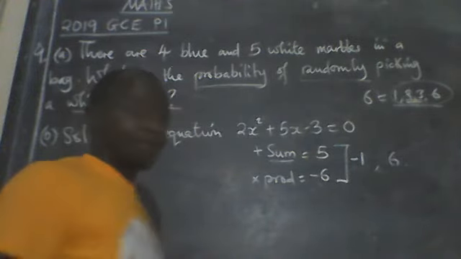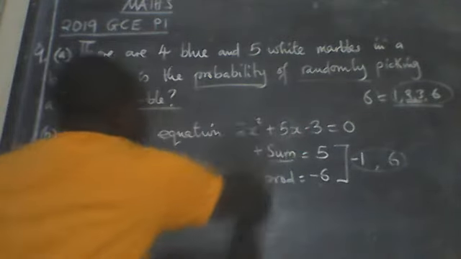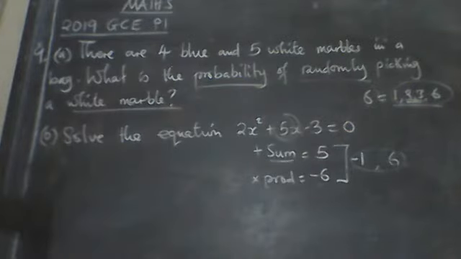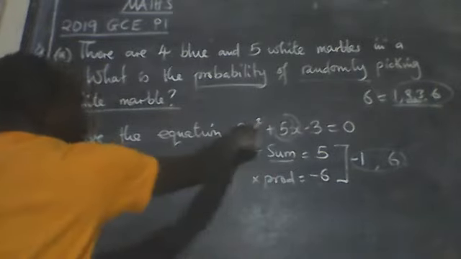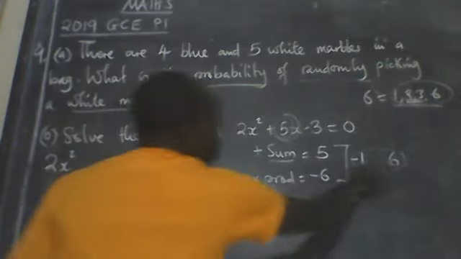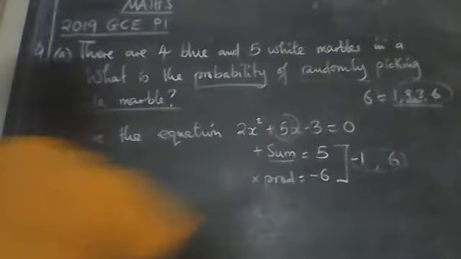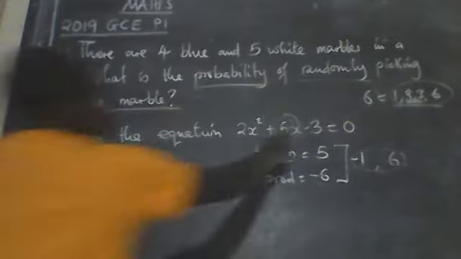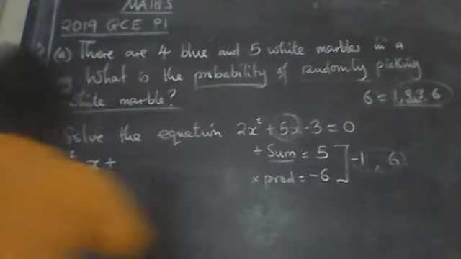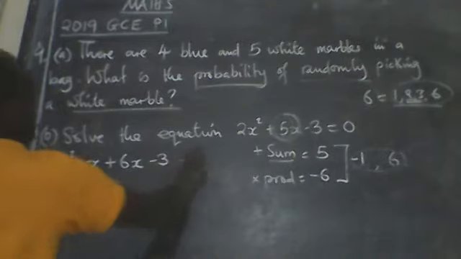Once you identify the two numbers, now you just write it in this form. You replace them. This remains the same, so we have 2x squared here, and then I'm going to replace these two here. So negative 1 is the same as negative x, so I have minus x here. Then plus, this is positive here, so this will be plus 6x. And then I've got the last term, negative 3 equals 0.